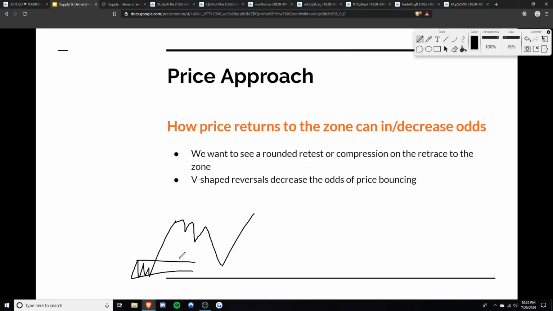And if you are familiar with my OTE supply and demand setup, this is pretty much it. It breaks a key high, stops, builds up under these lows. This is the OTE. You take it from the low to the high or the high to the low, whatever, and price bounces. So that's a rounded retest, so that's good.